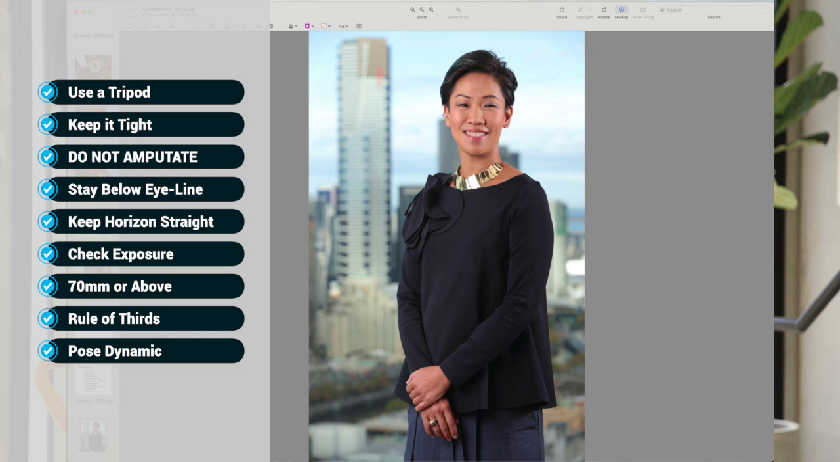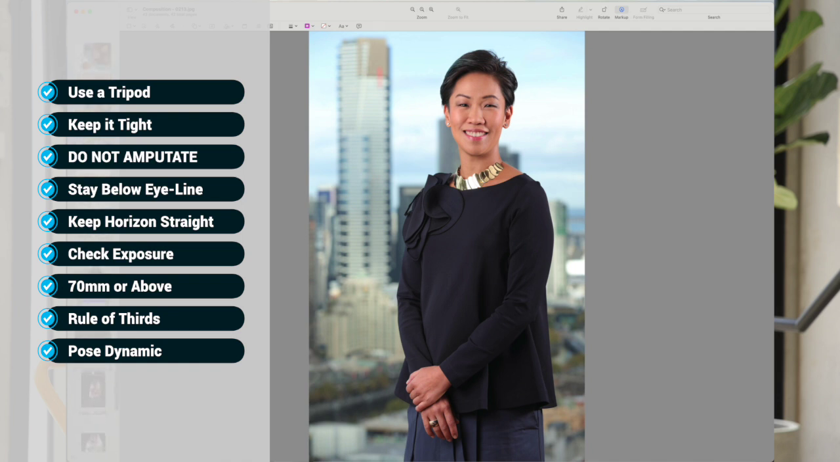So, rule of thirds. She is in the right-hand third of the image, and the building is in the left-hand third as well as the negative space. Okay? Pose dynamic. She's standing there. She's as dynamic as she can be for standing on her own, right?